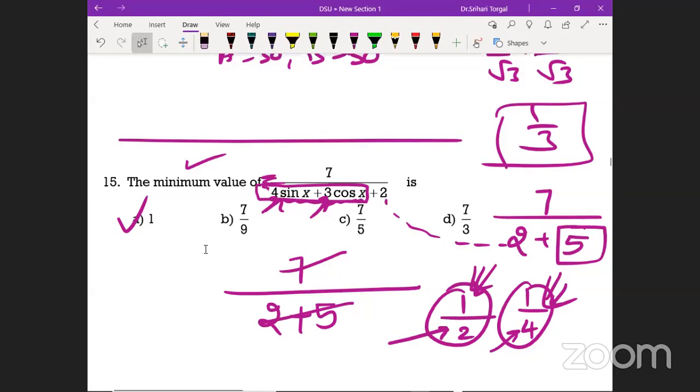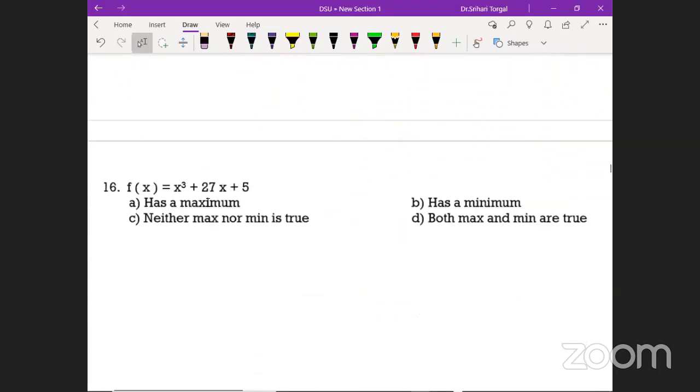Yes, the maximum value of 2 sin x plus 3 cos x is root of 2 square plus 3 square. Abhishek Gowda, it is root of 2 square plus 3 square is the maximum value. Okay? Right. Next.